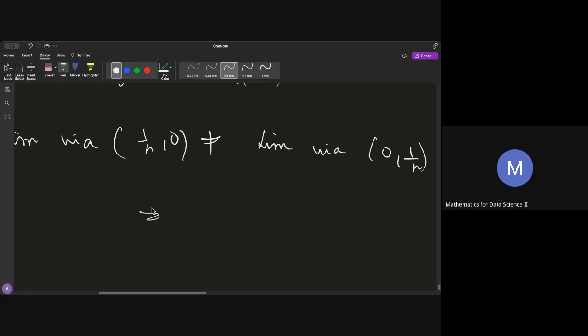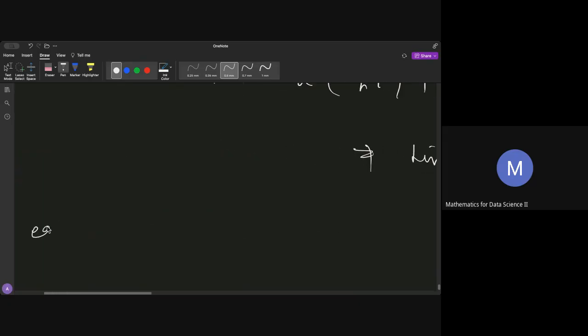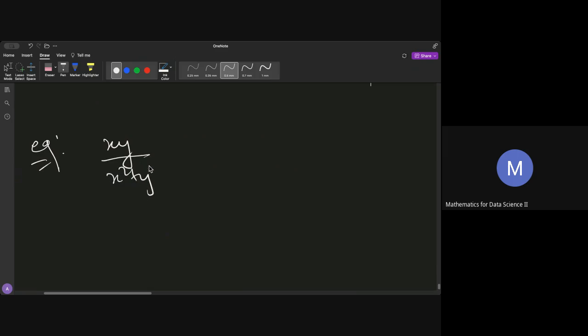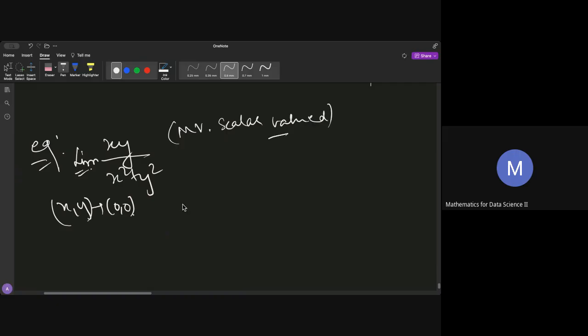This means the limit does not exist. Let's do one more example. Let's say you have xy over x square plus y square when (x, y) tends to (0, 0). If you have to find this limit, this is again a multivariable scalar valued function. If I put x equals 0, y equals 0, I'll get 0 by 0 form. So I can't take that.